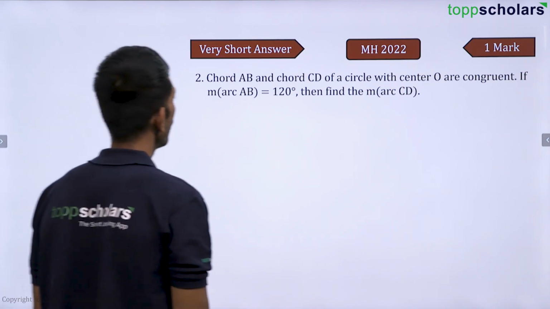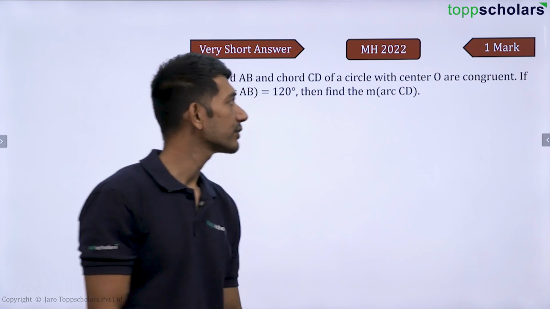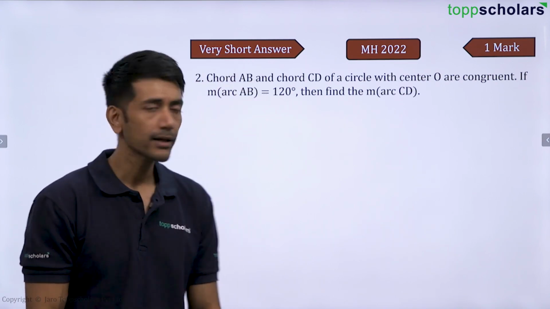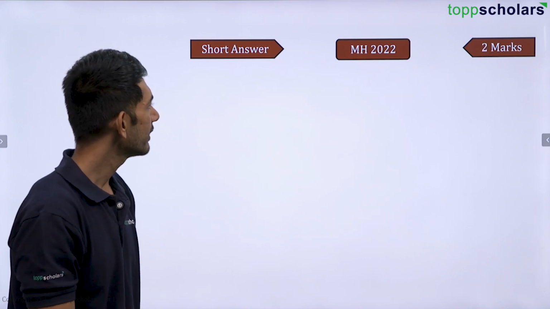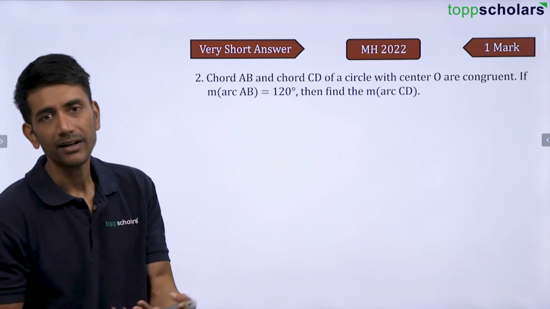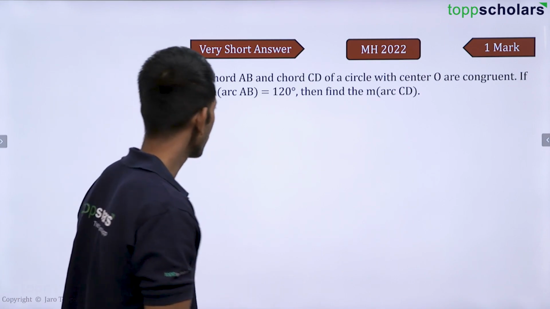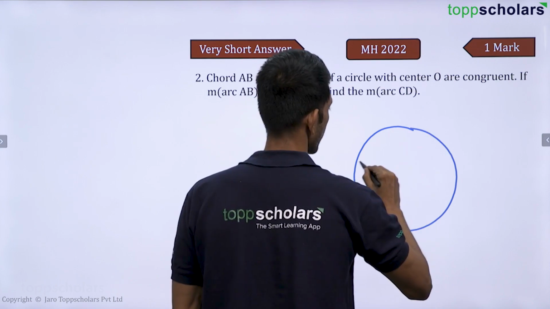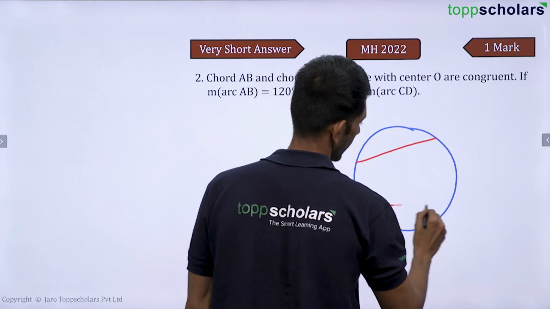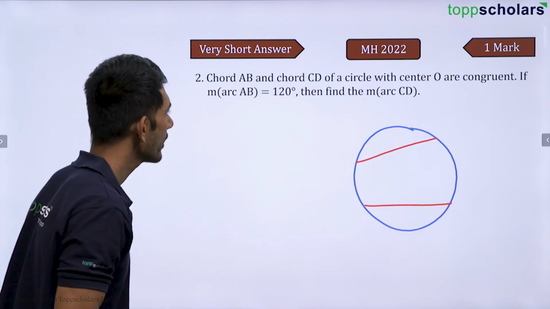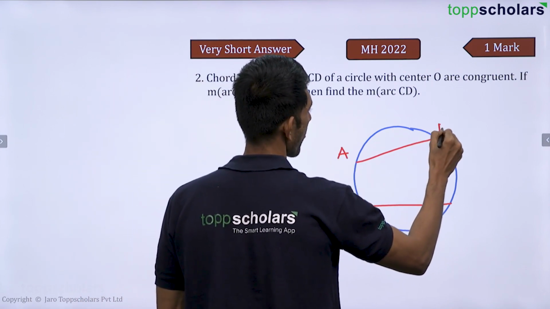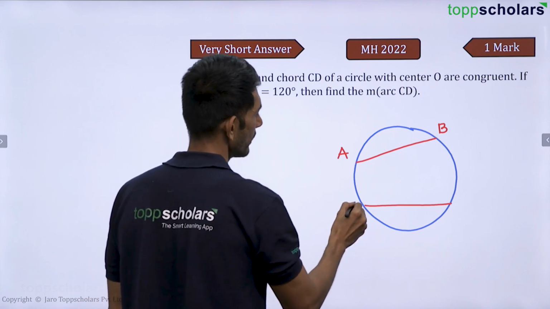It says chord AB and chord CD of circle with center O are congruent. If measure of arc AB is 120 degrees, then find the measure of arc CD. This is a very simple and a straightforward question. See, circle is there and there are two chords, chord AB and then you have chord CD.